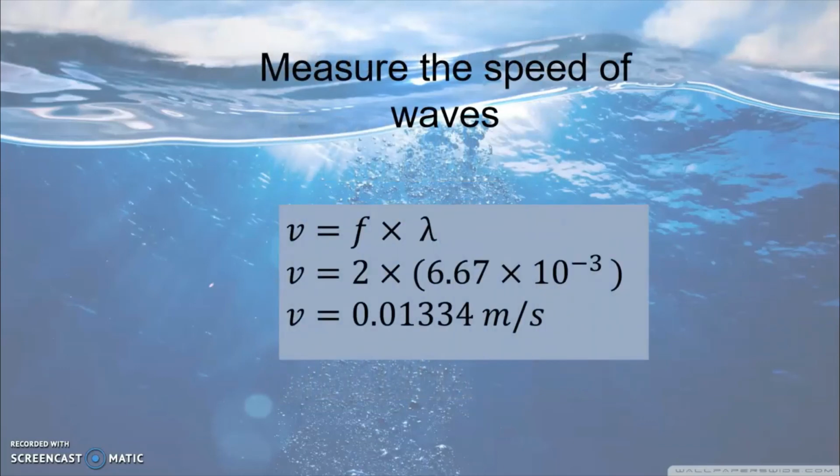To measure the speed of wave, we must know the frequency and the wavelength. So we get the frequency is 2 Hz and the wavelength is 6.67 times 10 power of negative 3 meter. So we multiply these two, which equals 6.61334 meter per second. So that's all.